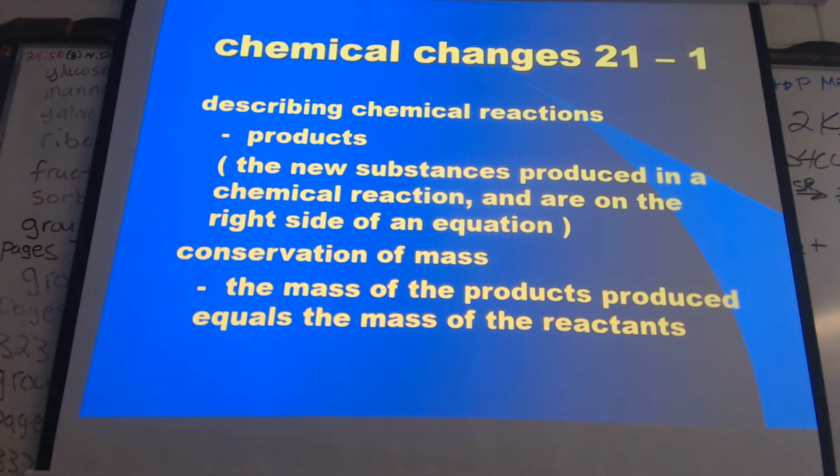Decomposition is another type of reaction. Then you have single replacement, double replacement, and then combustion is the last one. So when you balance these reactions, you're doing what's called a conservation of mass. You are conserving by illustrating everything on the left-hand side of the reaction balances with everything on the right-hand side.